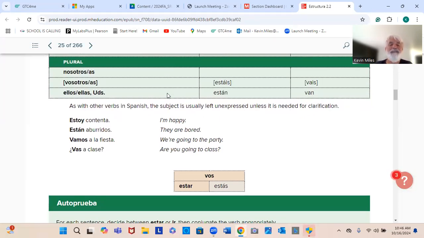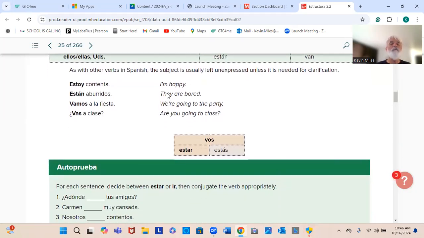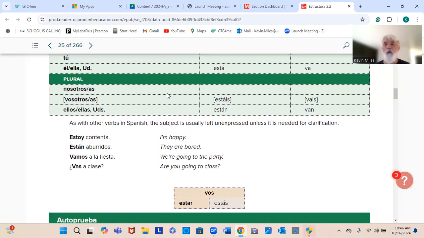And they're going to use estar with adjectives. And adjectives of emotional state, really. So estoy contenta, I'm happy. Están aburridos. Ellos están aburridos, they are bored. Vamos a la fiesta. We are going to the party. Again, we always follow the verb ir when we conjugate it with the preposition a too. So vamos a, and then they give us a destination. Vamos a la fiesta. Okay, we are going to the party.